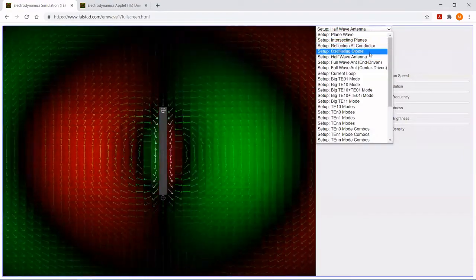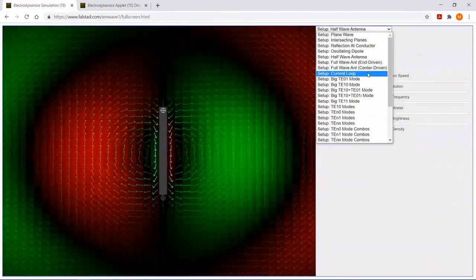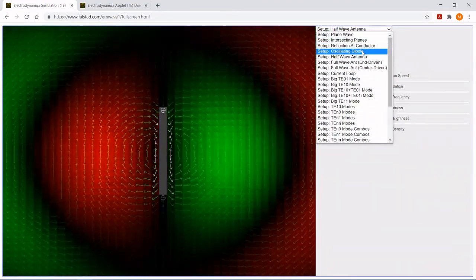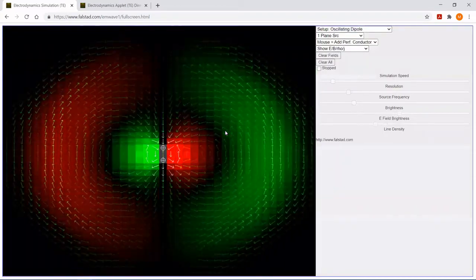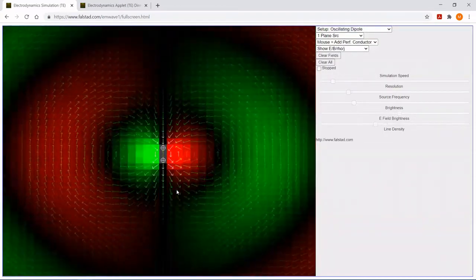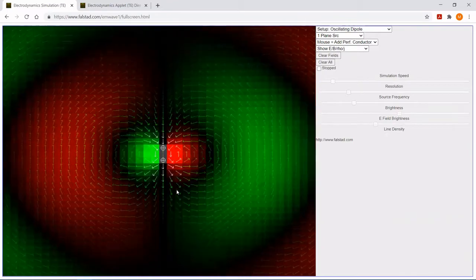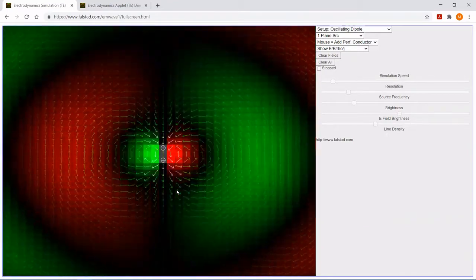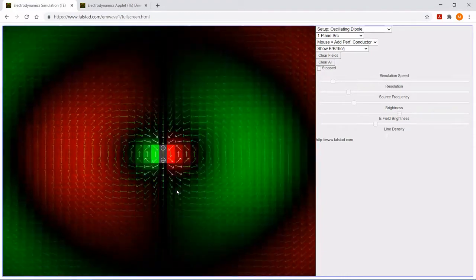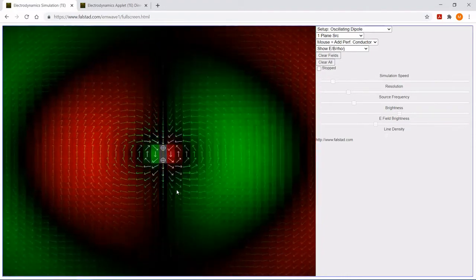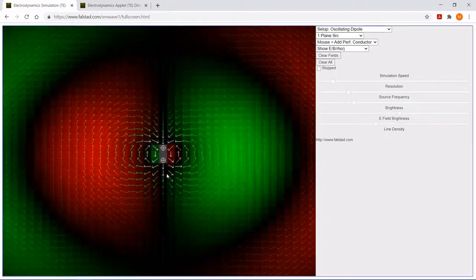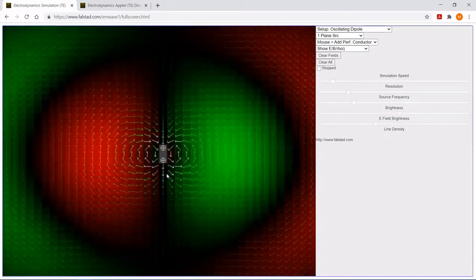And let me switch over to oscillating dipole, because that's the simplest one to understand. So what are we looking at? A dipole, remember, is a negative charge and a positive charge next to each other. And we're told that this dipole is oscillating. So just think of the positive and negative charges as switching positions.